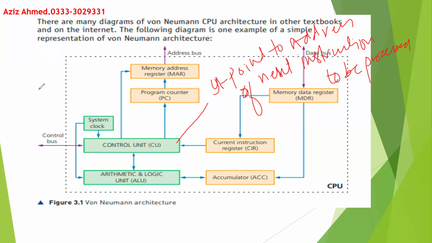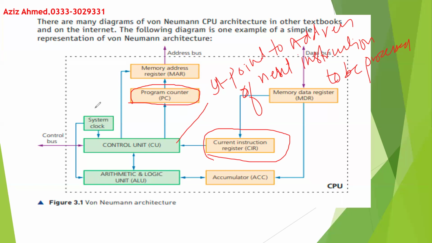See, the program counter holds the address of the next instruction to be processed, because the current instruction is already being processed, and that is held by the CIR, the current instruction register, on which the processor is working. After this instruction, the PC points to the address of the next instruction to process.